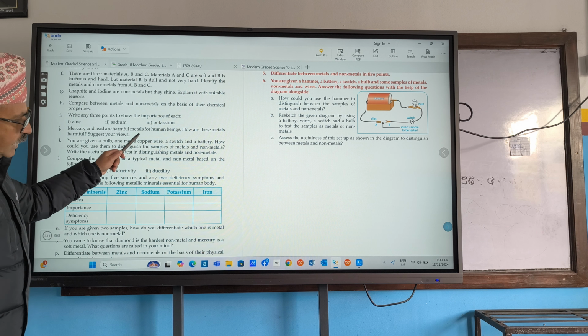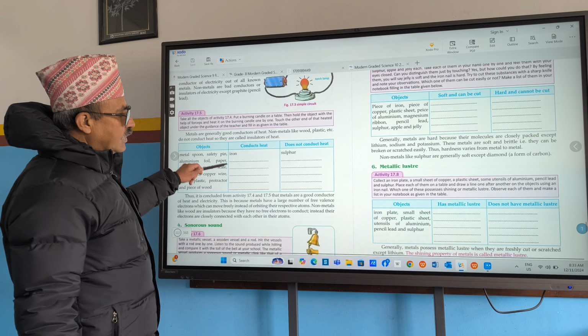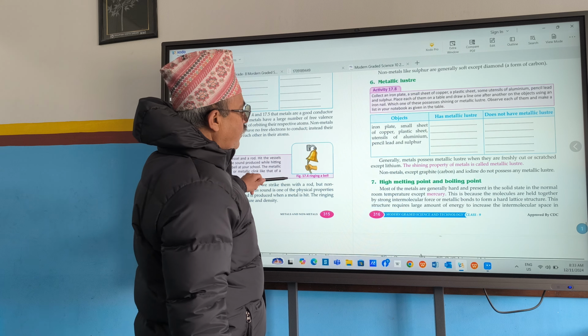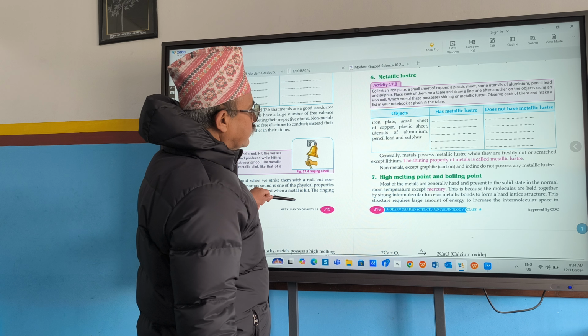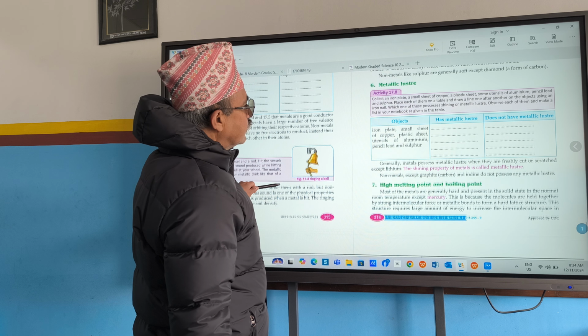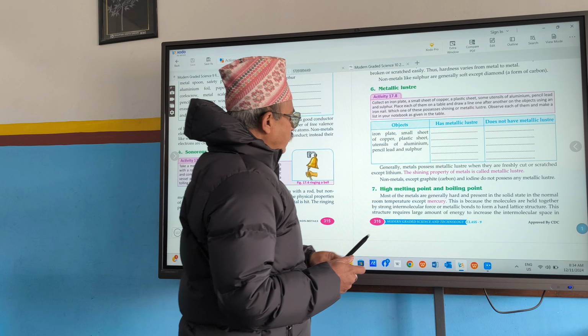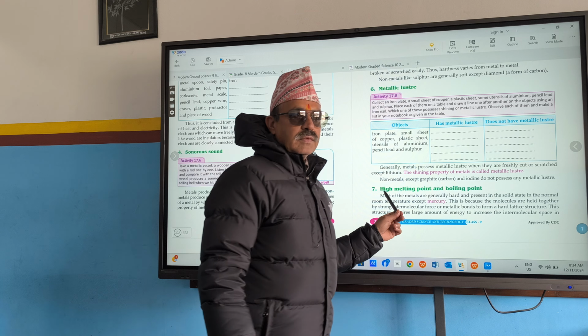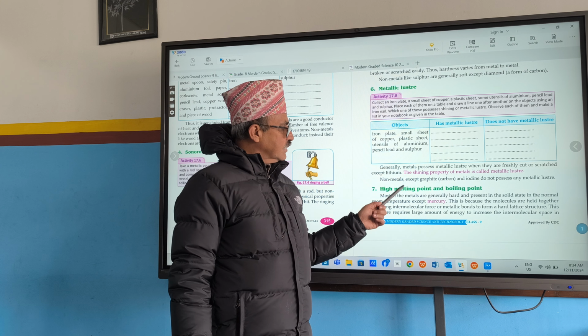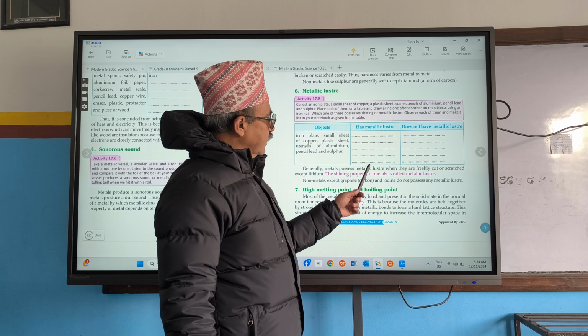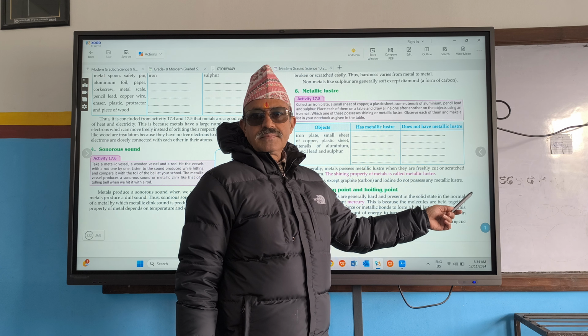You see here metal. These are the physical properties of metals, right? Where are the physical properties of metals? Hardness, brittleness. There is metallic cluster. So, what is given here? Check here in metal cluster: non-metals except graphite, carbon, and iodine do not possess any metallic cluster.